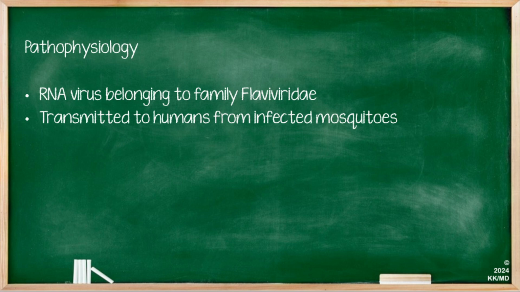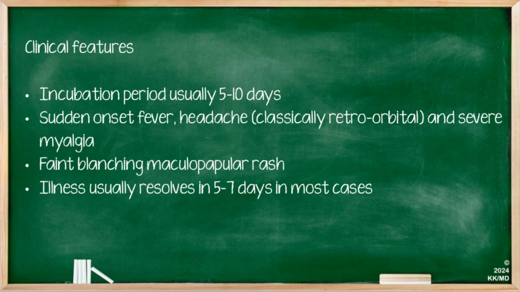Dengue belongs to the family Flaviviridae and is an RNA virus. It's transmitted to humans from infected mosquitoes. The incubation period is usually 5 to 10 days, and the clinical features of dengue usually involve sudden onset fever, a headache which is classically retroorbital, and severe myalgia. There's also a faint, blanching maculopapular rash. The illness usually resolves in 5 to 7 days in most cases.